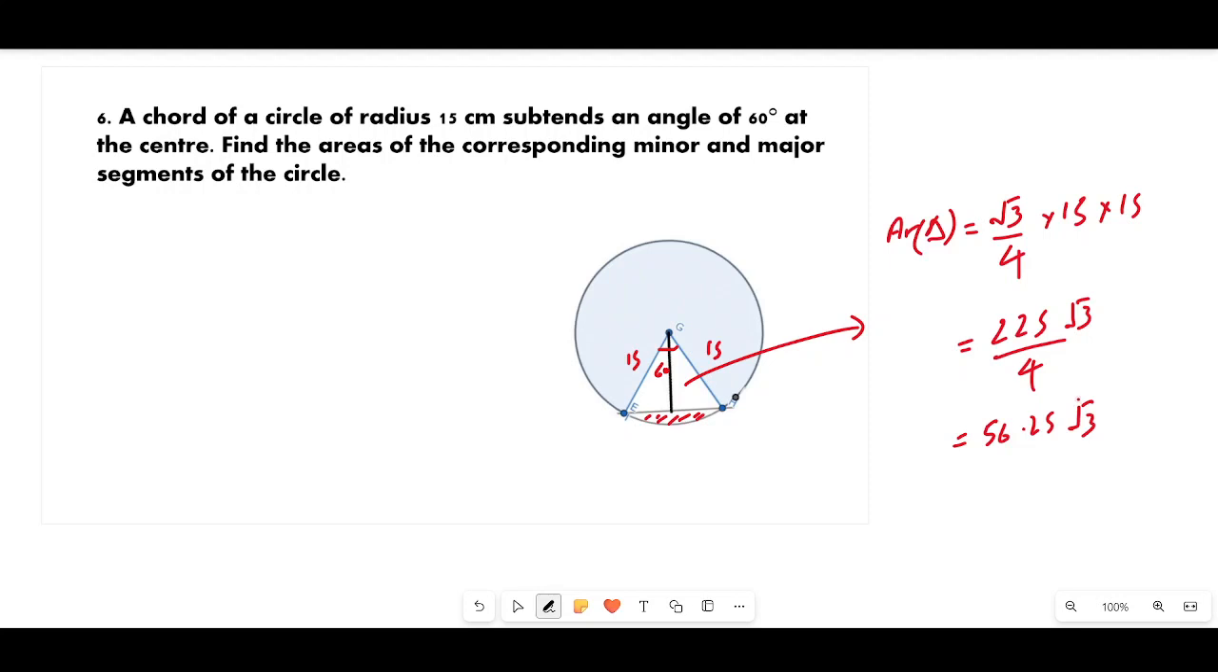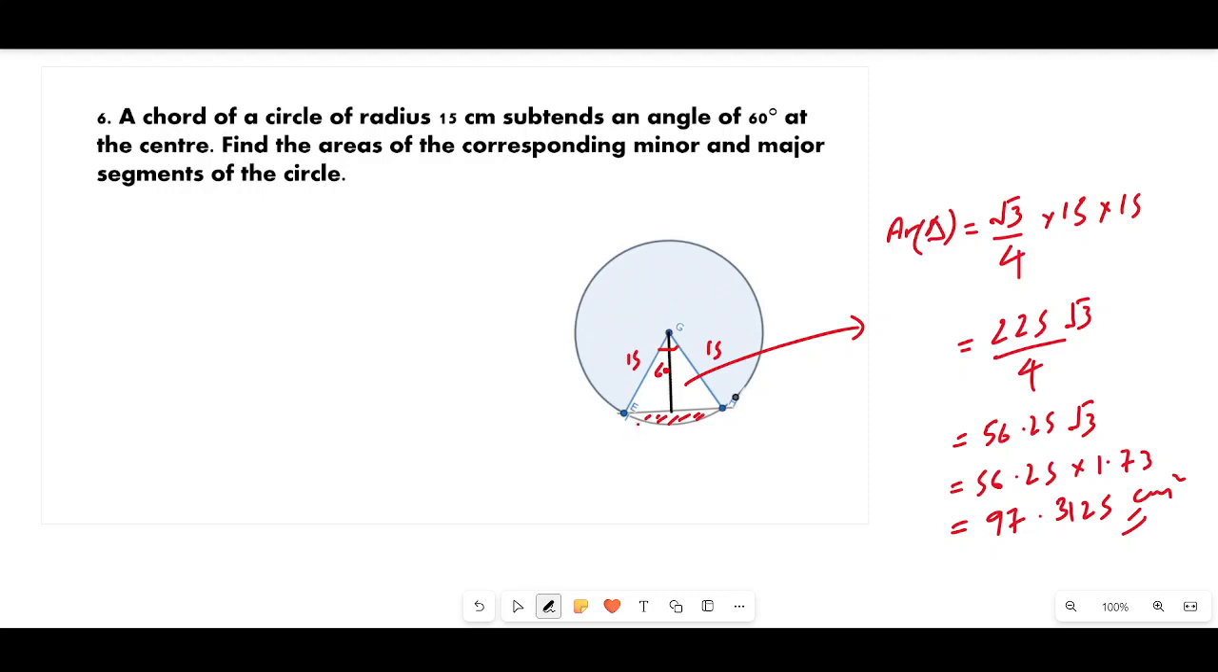Clear? If we put root 3 as a 1.73, clear, which is given in question. Here we have not written. Now after multiplication we will get 97.3125. Clear? This is centimeter square.